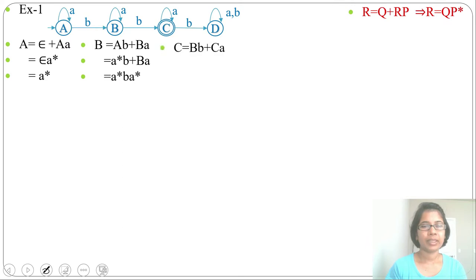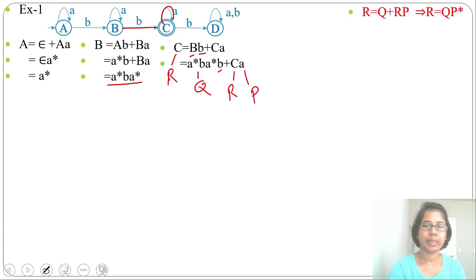Now we'll find it for C. Incoming edges for C are BB and from CA. And we got the value of B as A star B A star. Just substitute this value in place of B. It will be A star B A star. Here was one B, so just write that B plus CA. Now this is our R, this is Q, this is R, and this is P. Just write Q P star. It will be A star B, up to this it is Q and this is our P.